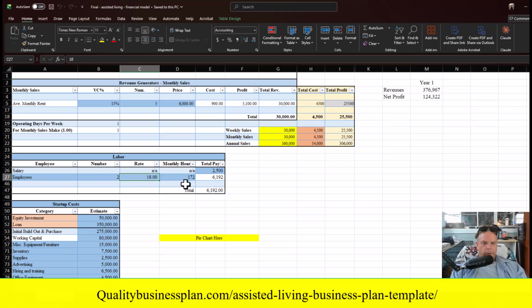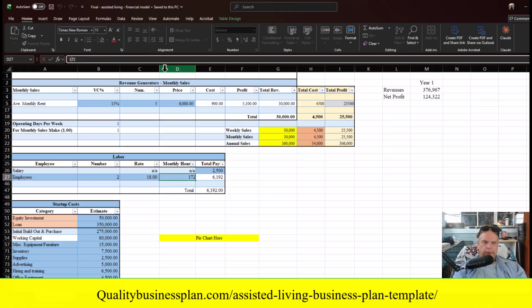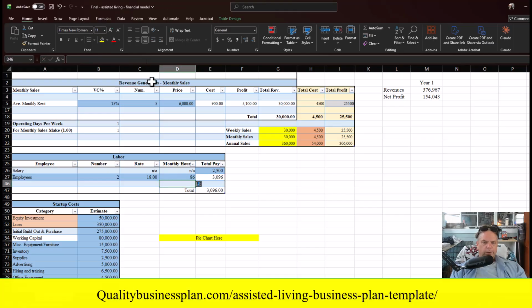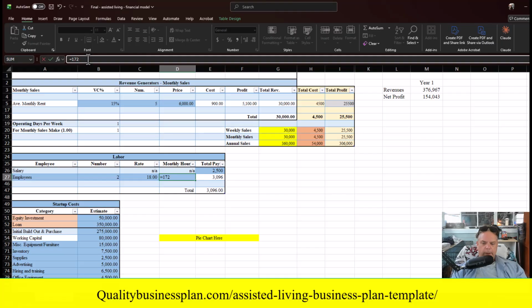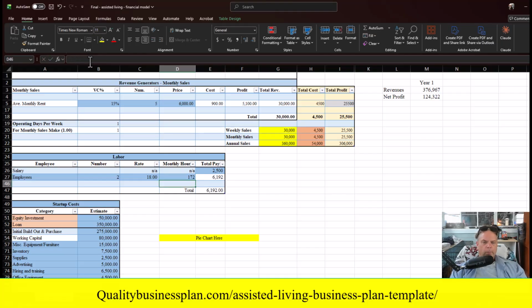Their starting rate, or the rate of pay, you're going to put here. And again, that's going to be an average. If you've got 2 employees, one at 16, one at 18, then your average is going to be 17. And then your monthly hours, 172 if it's a full-time employee. If you have a part-time employee, then I would take that 172 and divide it by 2, and that's going to give you 86 for a part-time employee. We're going to keep that at 72.